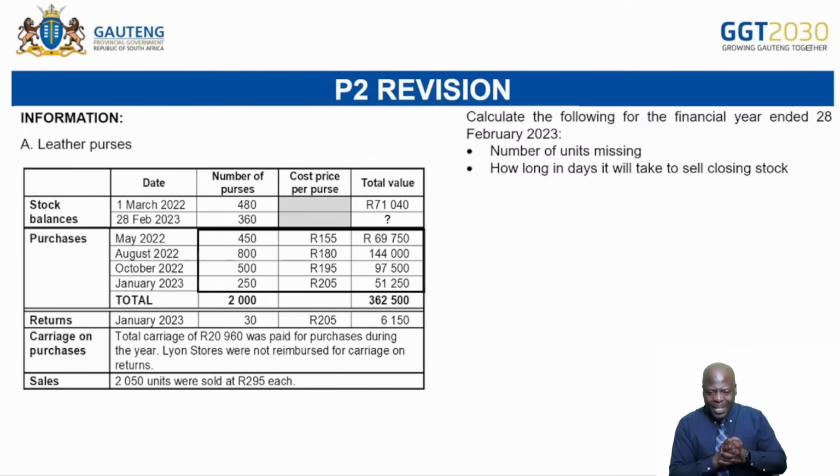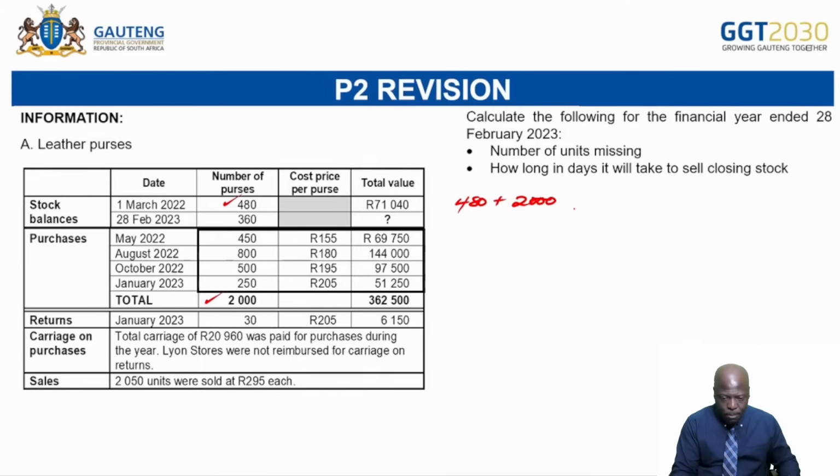Here, the question goes on to say, calculate the number of units missing. And then it says, calculate how long in days it would take to sell the closing stock. So to get the missing stock is not a problem. There are different ways in which one could have done that. But let's begin here. You're going to say my opening stock, that's 480, plus my purchases, which is 2,000.